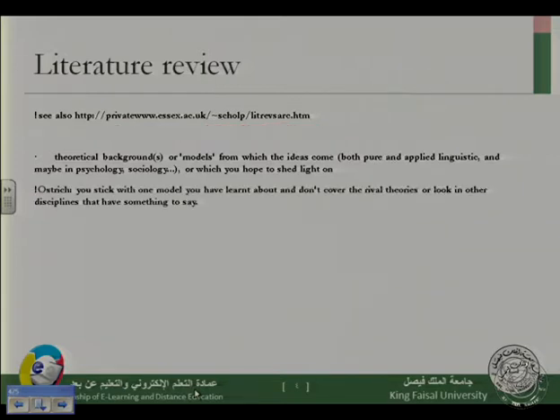Ostrich: you stick with one model you have learned about and don't cover the rival theories or look in other disciplines that have something to say. Let's say that, because you like that model or that theory, you stick to it. And you don't even mention that there are other theories in the field.